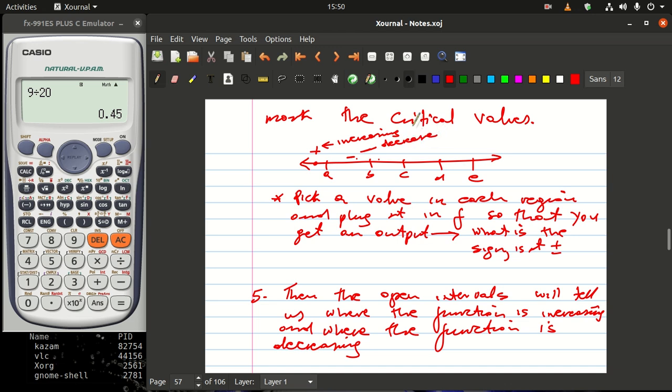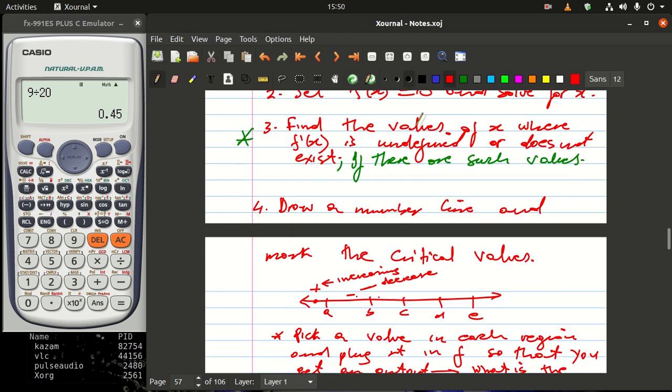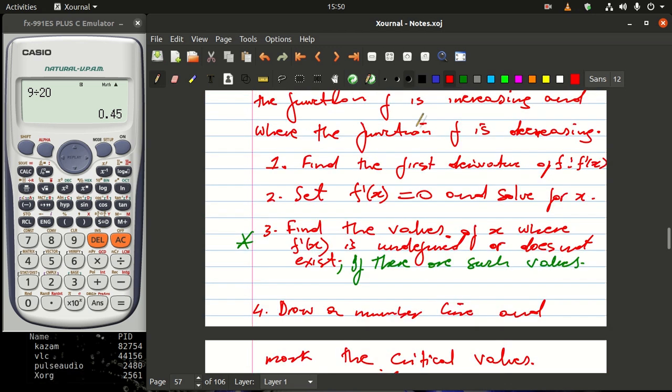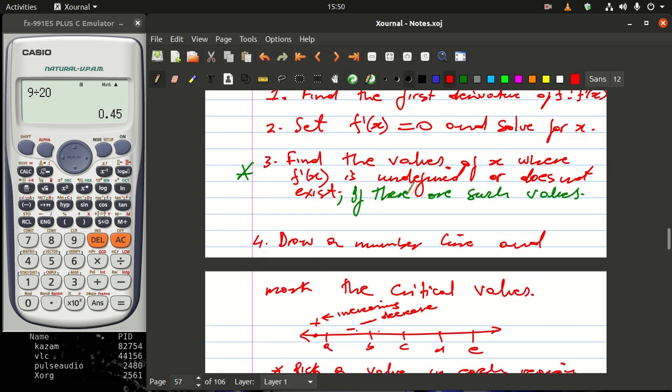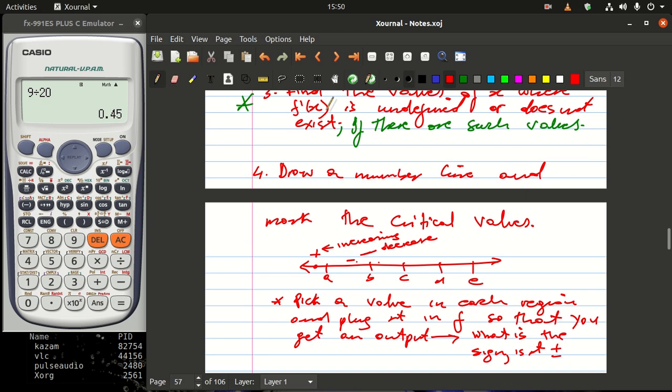So just a quick recap. First of all, you find the first derivative. After finding the first derivative, you look at where this first derivative is equal to 0, and then you get those x values. And then after you have done that, you look for the values of x that are making this first derivative undefined. And then once you do that, you draw the number line of the first derivative.